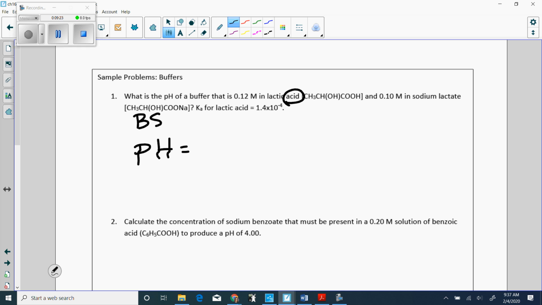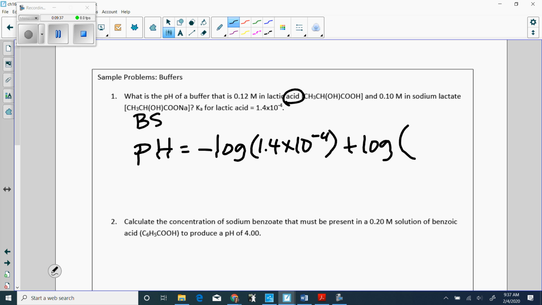pH of a buffer equals the pKa, which is the negative log of the Ka, plus the log of the quantity of the basic salt goes on top. So that's 0.10 over the weak acid. And that's just a regular plain old Cu. Okay, push your buttons because it's not about pushing buttons, it's about being active in your learning.